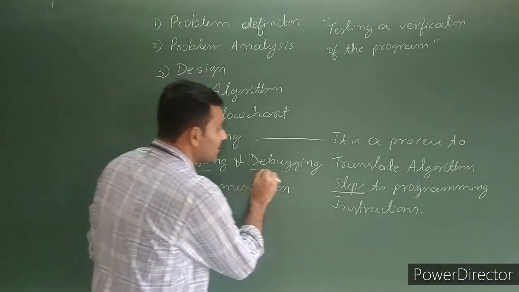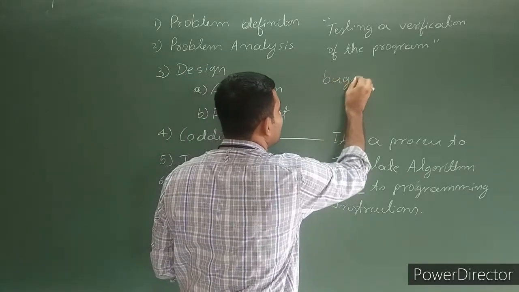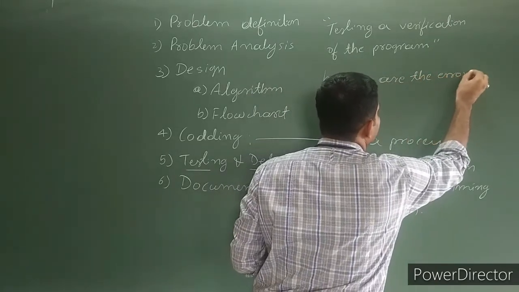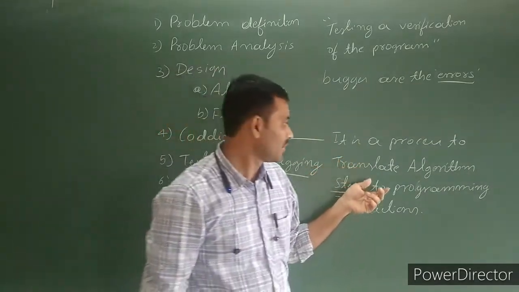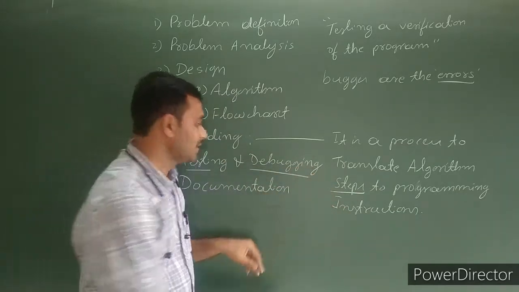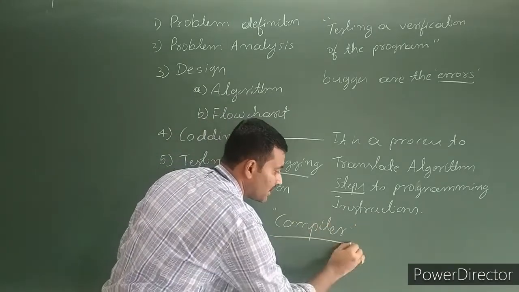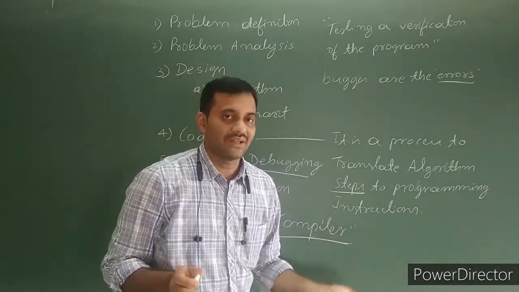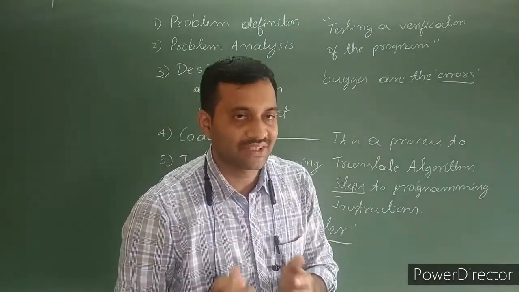Next one is debugging. Here bugs are the errors. Errors are called bugs in a program. Errors occur because we write the programming instructions using a high-level language. Then the compiler. Already we know what a compiler is. A compiler is a translator. It translates high level language to machine level language, because the computer only understands machine level language.